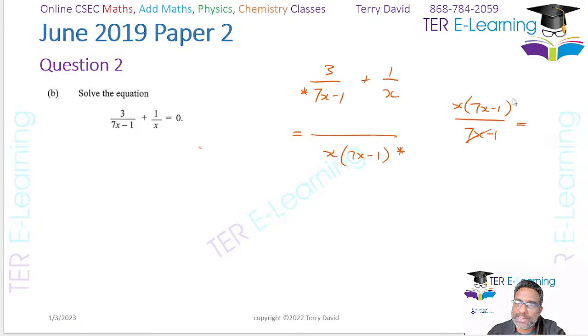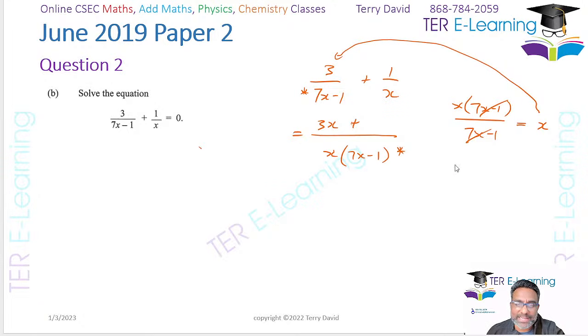Now, this will cancel with this, and you will end up with x. Now, what do you do with that x? This x here has to be multiplied by this numerator here. So this here is going to be 3x, right? That's what's going to be there. You write back your plus sign, right?